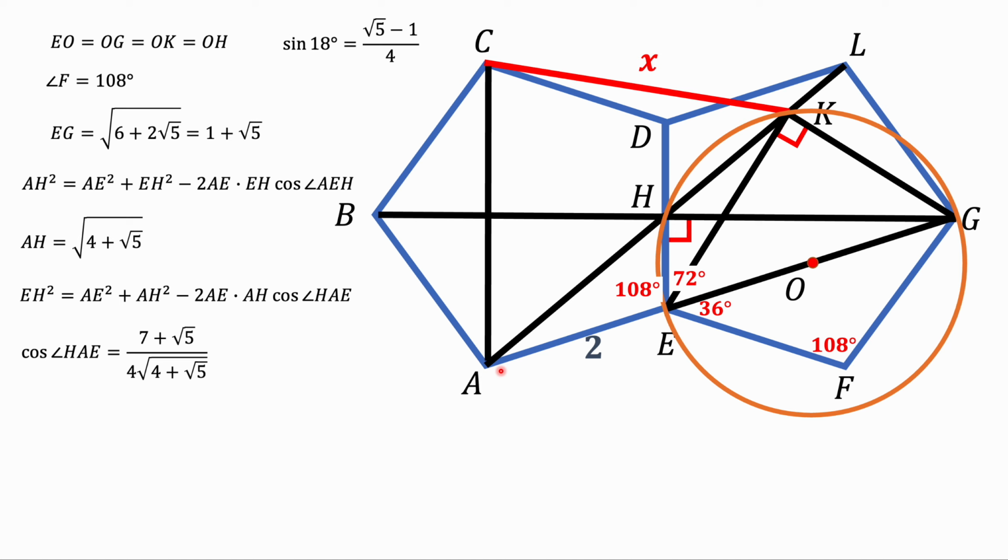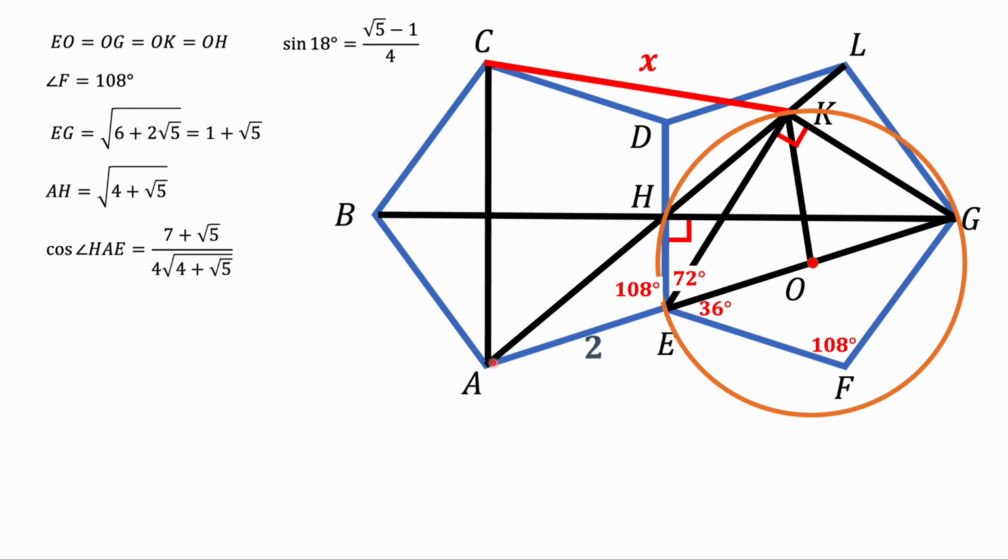Again, let's apply the law of cosines to the triangle AKO. So we can express the side OK. In this case, we're going to get the cosine of angle A here. And now notice that we know everything here except for AK.